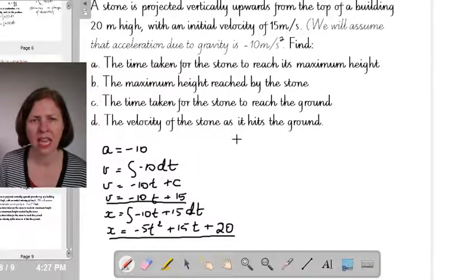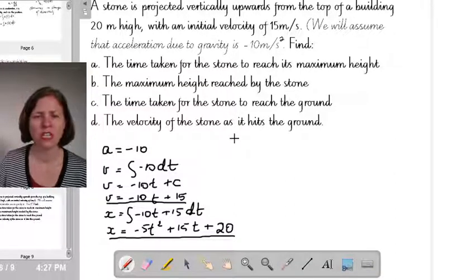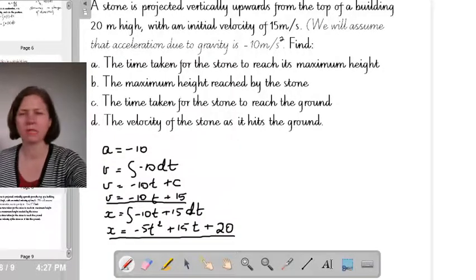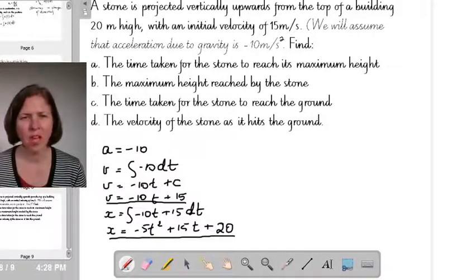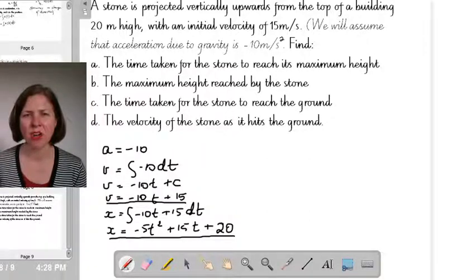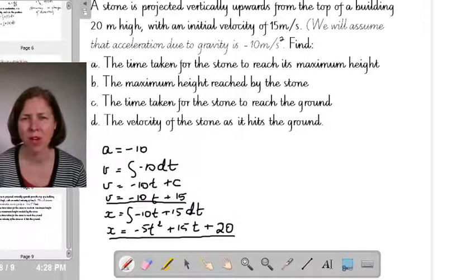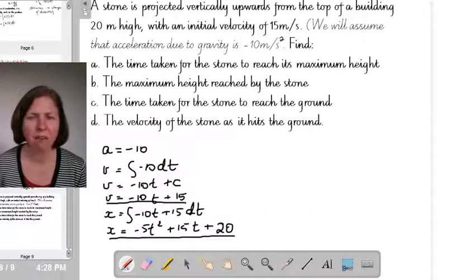Find the time taken for the stone to reach its maximum height. Now that's not necessarily an immediately easy thing to do. And what we might be tempted to do is look at that word maximum and think, okay, I need to find the maximum height, I need to differentiate something and make it equal to 0. And we could go down that path. But let's just think about the situation.